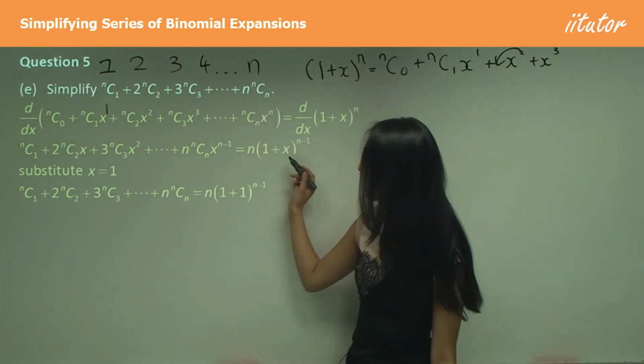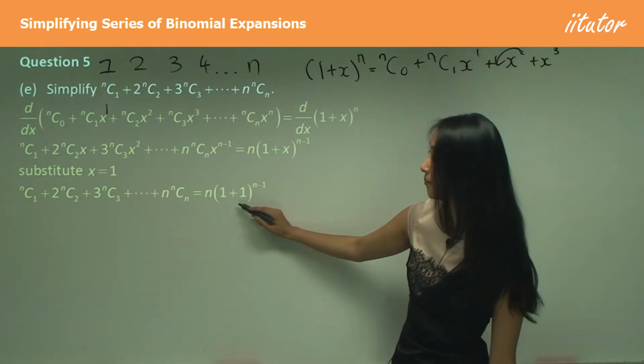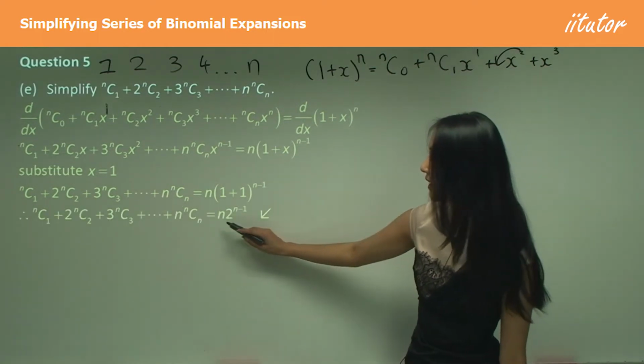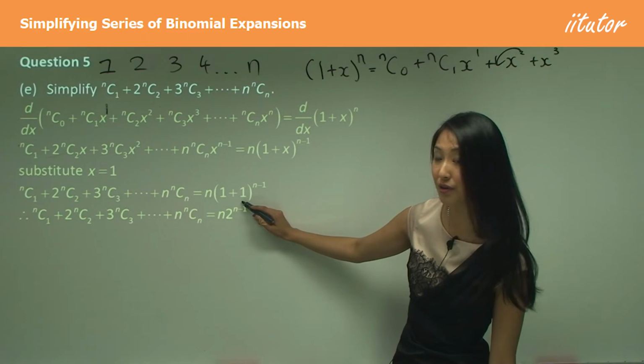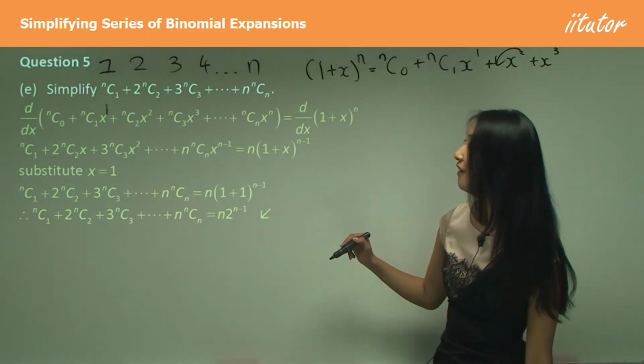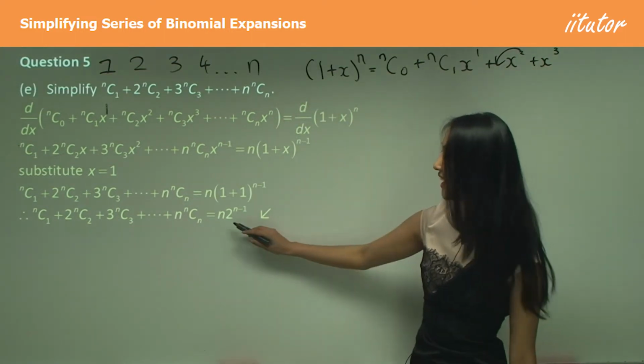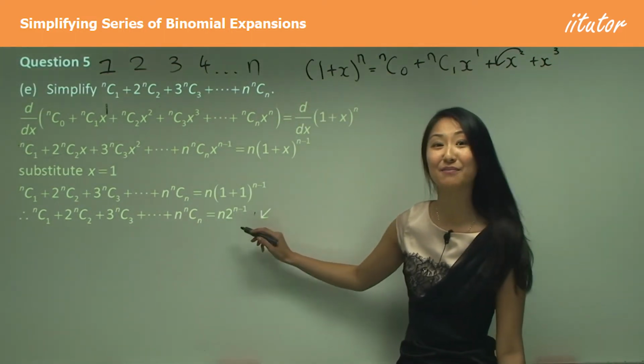Good. And then finally here, we substitute in x equals 1 as well. And that just becomes n times 2 to the power of n minus 1. So therefore, our simplified version of this series is just n times 2 to the power of n minus 1.